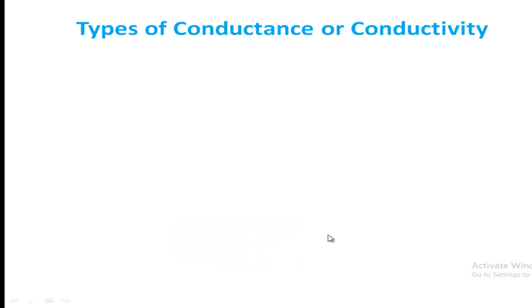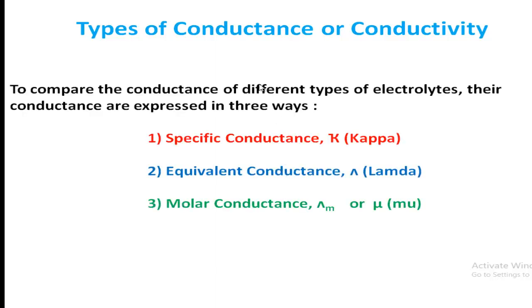Now, types of conductance or conductivity. To compare the conductance of different types of electrolytes, conductance is mainly expressed in three ways: specific conductance, which is denoted by kappa; equivalent conductance, which is denoted by lambda; and molar conductance, which is denoted by lambda m or mu. Now, specific conductance of an electrolyte.